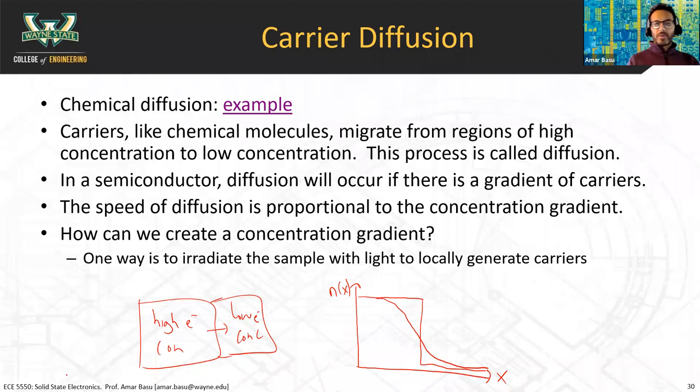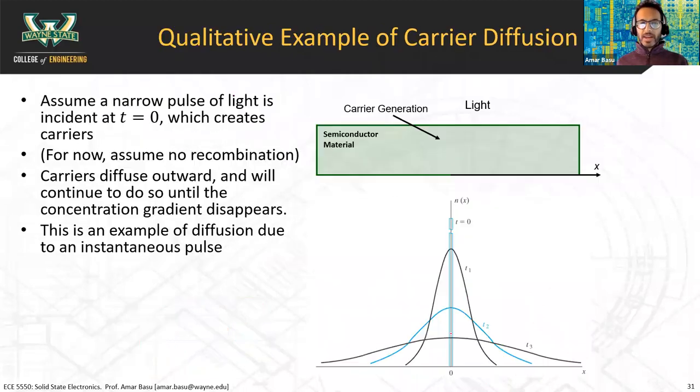So that's what we're talking about when we're talking about concentration gradient: it is the slope of the concentration curve, and the concentration curve is versus the spatial coordinate, in this case just x. All right, so how do we create a concentration gradient? Well, one very convenient way that we've learned in this module is that you can irradiate a sample with light and locally generate carriers. So we're going to look at examples of that.